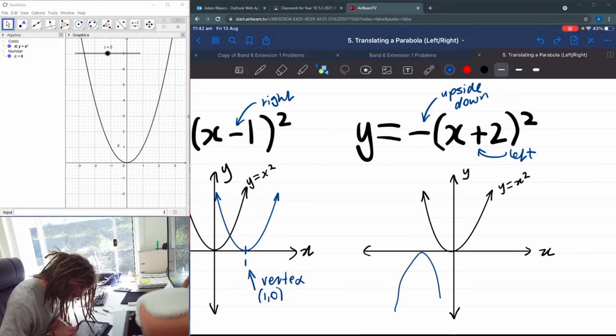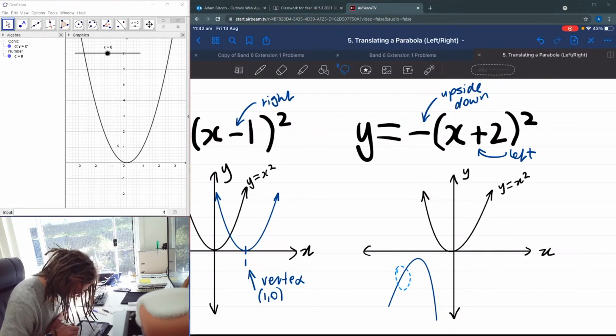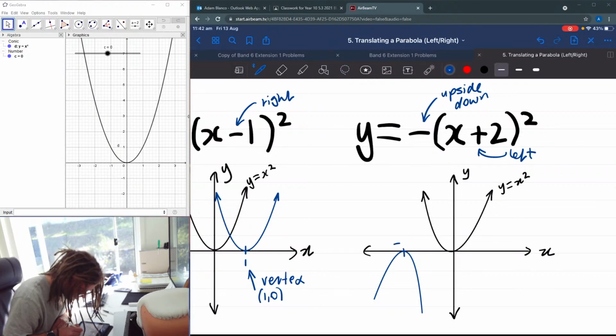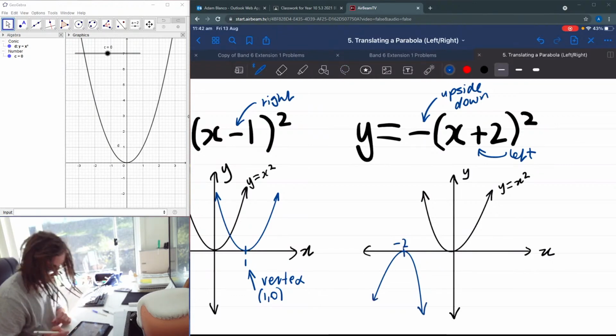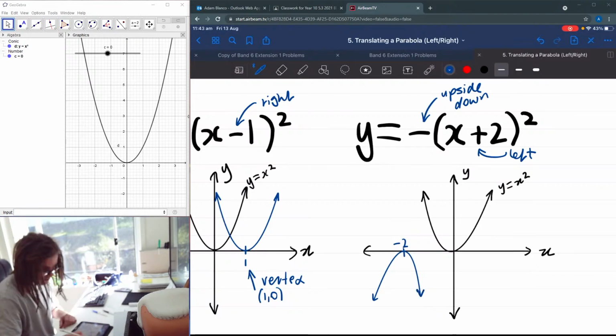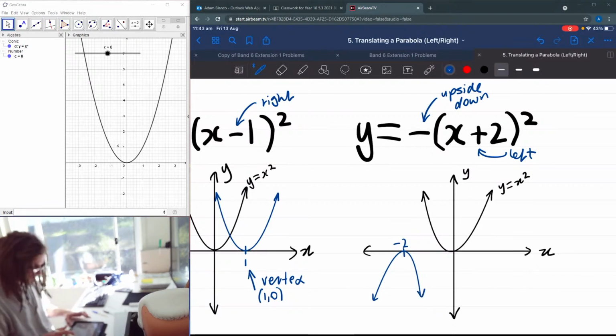Why do I keep drawing triangles? Oh, it's going left 2. So this point here is going to be minus 2. And that's that. I hate how that's not even.